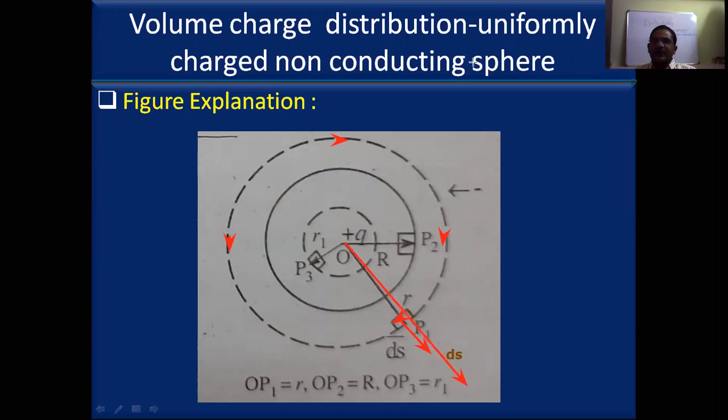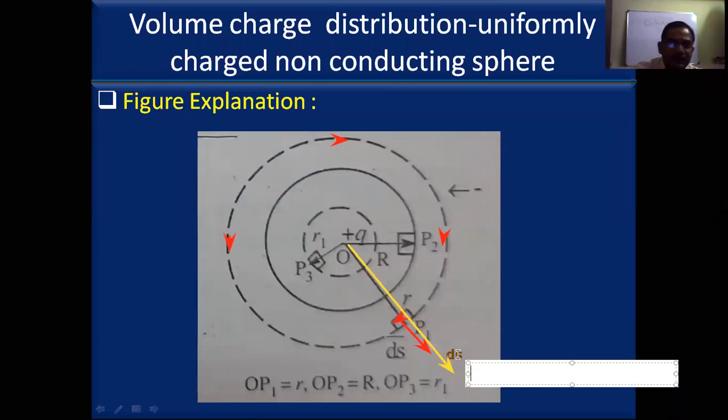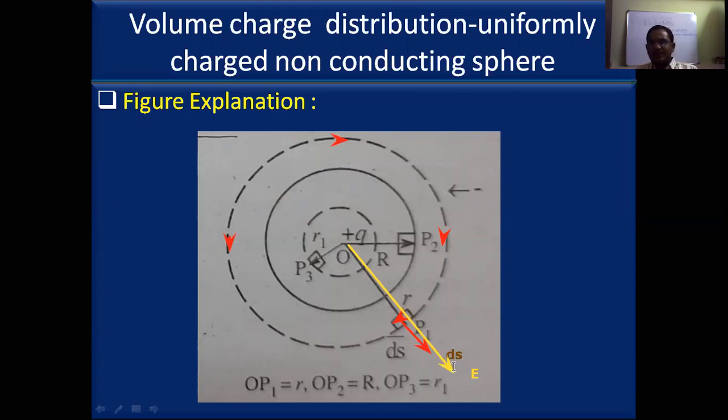Let us change the color. The direction of the electric field strength is in this direction. This is E bar. The E bar direction is denoted with yellow color, and the dS bar direction is denoted with orange color. The dS bar direction and E bar direction are both in the same direction.